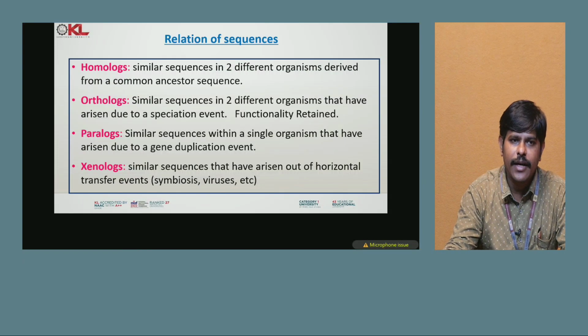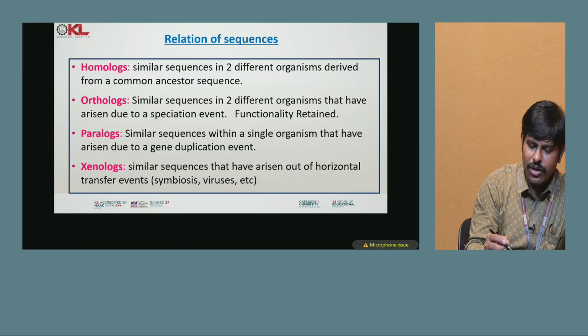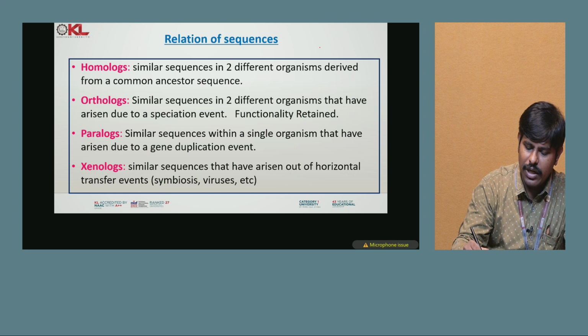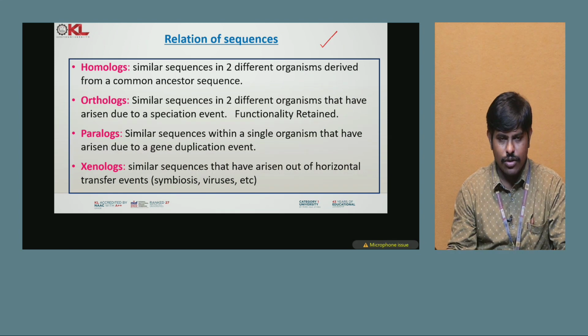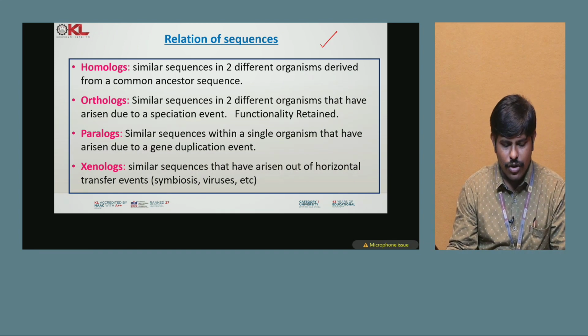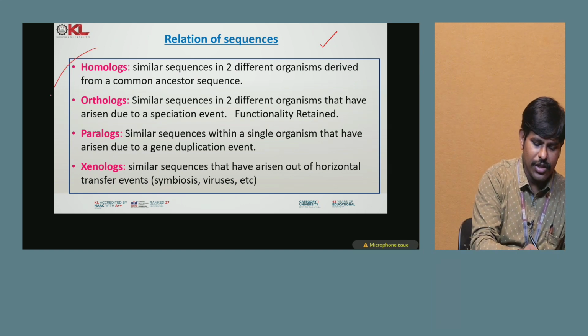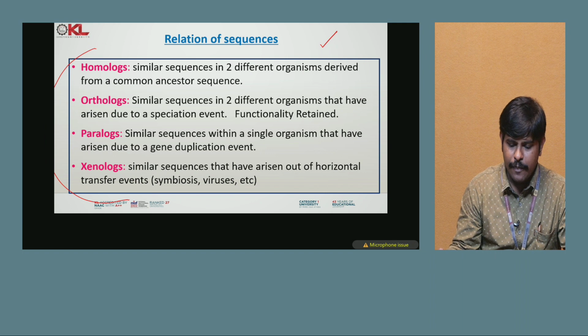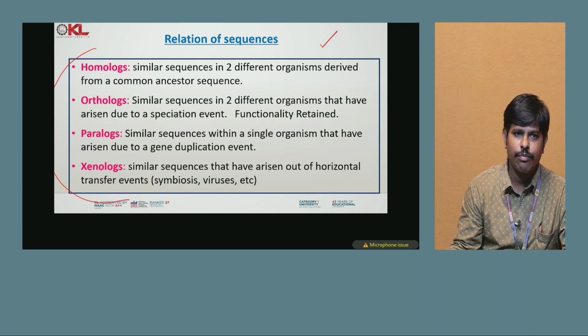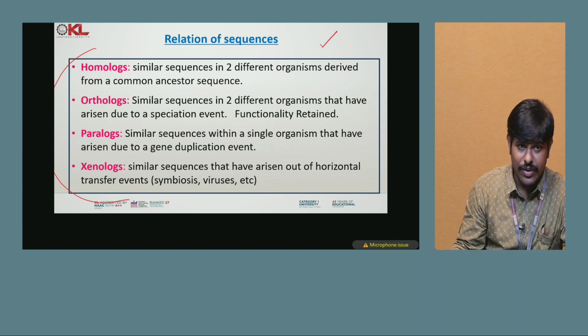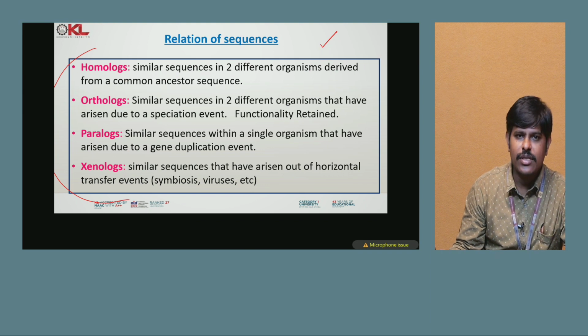We learned about identity and similarity. So we'll learn about qualitative statements called homologs. Homologs, orthologs, paralogs and genealogs are four terminologies we use while comparing sequences in a qualitative approach. The definition of homologs is something like this: similar sequences in two different organisms derived from a common ancestor sequence.